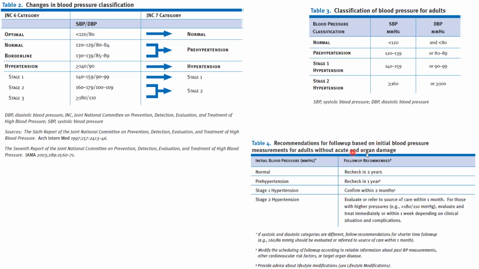I'll be speaking about end organ damage in a bit. So people who right now don't have end organ damage with their blood pressure measurements. So normal needs to be checked every 2 years. Pre-hypertension rechecked every 1 year. Stage 1 hypertension confirmed within 2 months, whether this chap has modified his lifestyle or not, we'll talk about this.